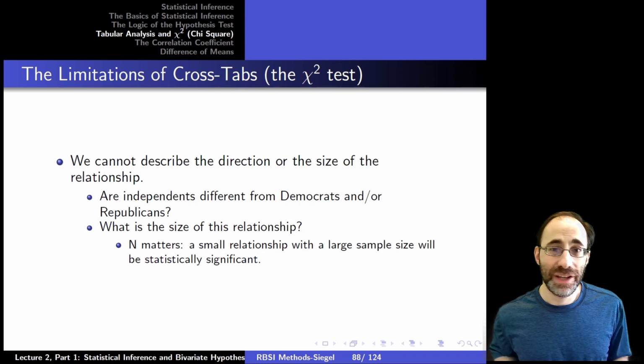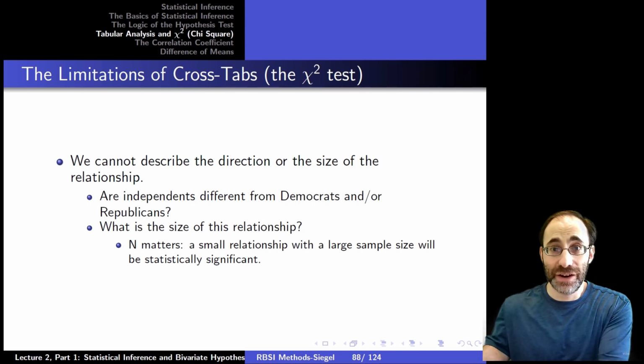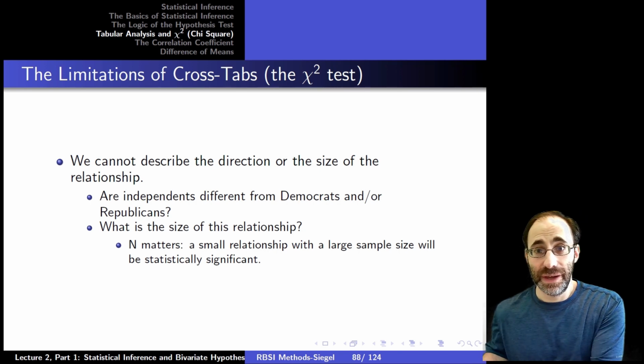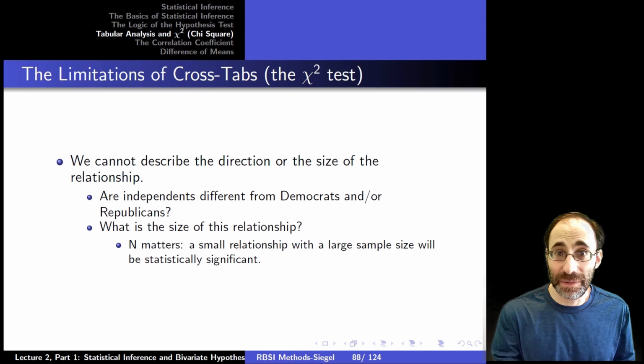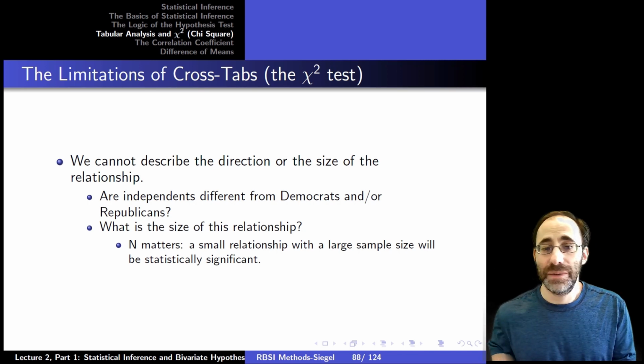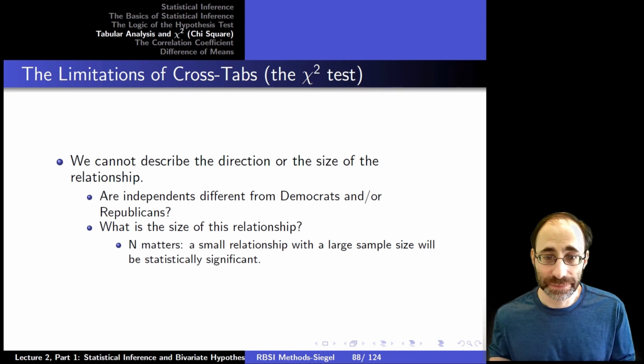Particularly with more than 2 columns and more than 2 rows, you can't parse out where the differences come from. Are independents different from Democrats and Republicans? You're getting a holistic view that it does matter what category you are in the independent variable in terms of what your answer was in the dependent variable, but you're not parsing out where the differences come from, or if there are differences between any pair of those independent variable categories.